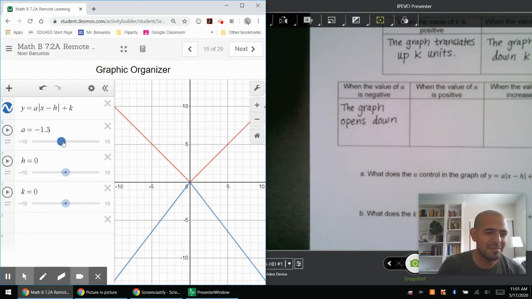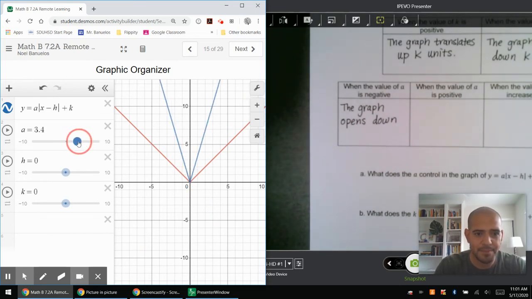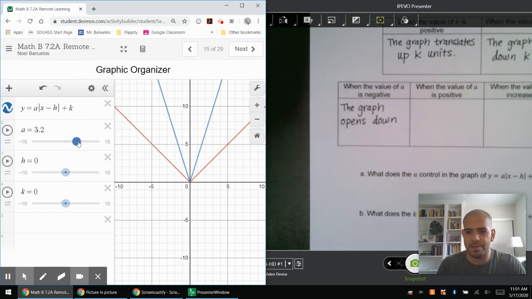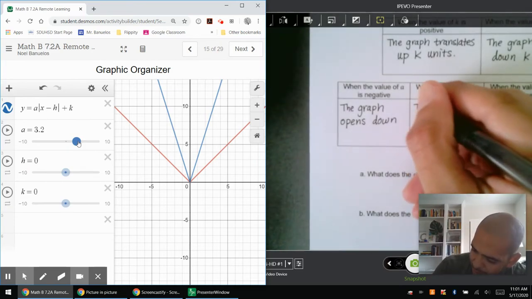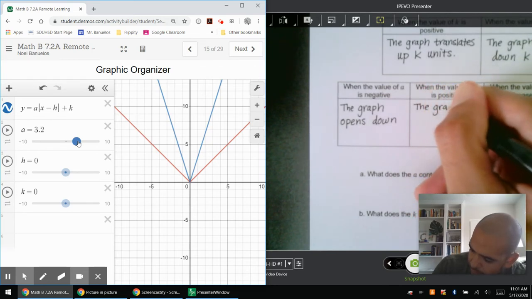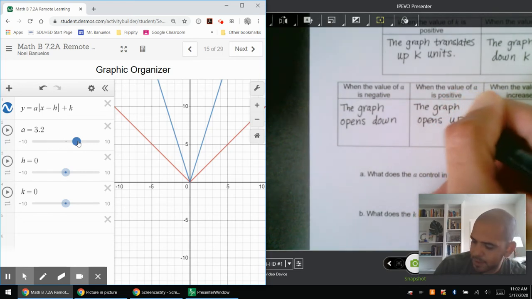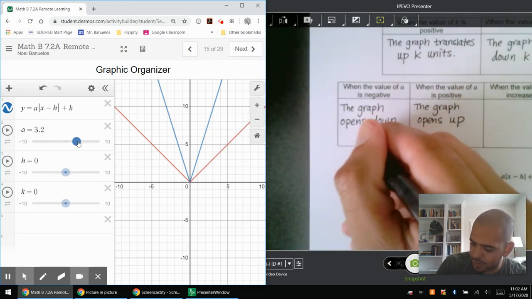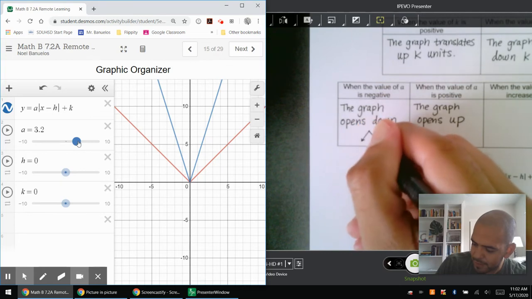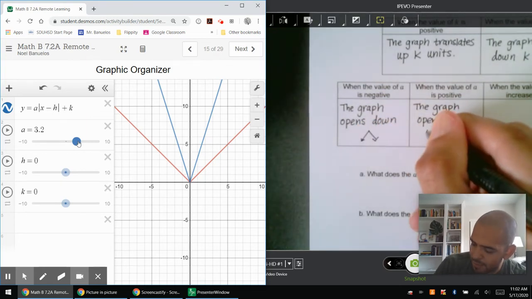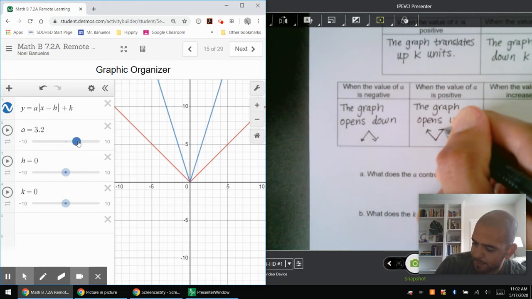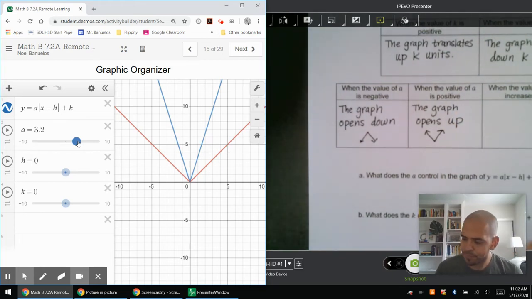Okay. So when the value of a is positive, your V is facing upward. Notice that positive 3.2, you have a V facing up. So let's write that. The graph opens up. If you need a little indicator, I'll draw a V opening down, and a V opening up. Okay, that's what I mean by that.